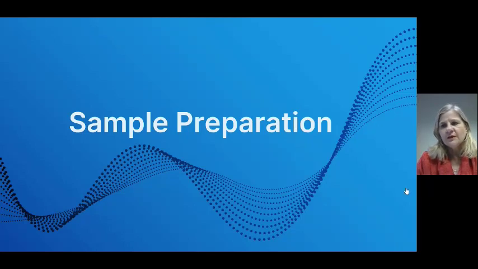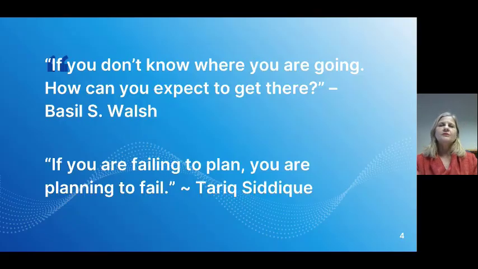So the first section that we start with will be sample preparation. Now, sample preparation is the absolute beginning of your project or your experiment. So you have to keep in mind these two quotes. The first one from Basil Walsh, which says, if you don't know where you are going, how can you expect to get there? And then from Tariq Sadiq, if you are failing to plan, you are planning to fail.